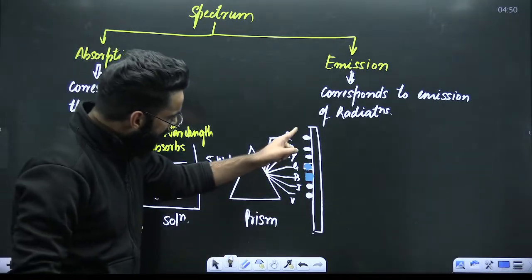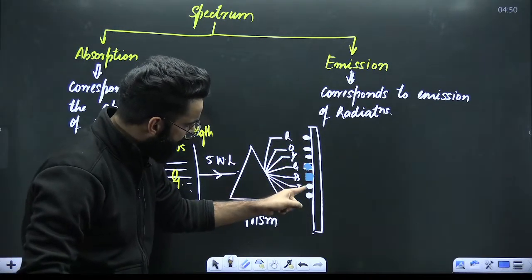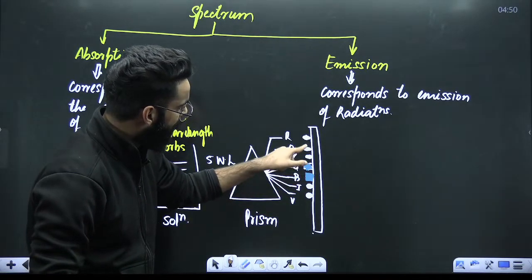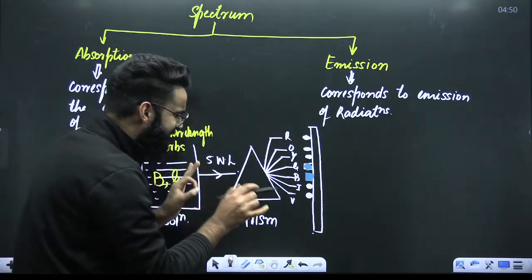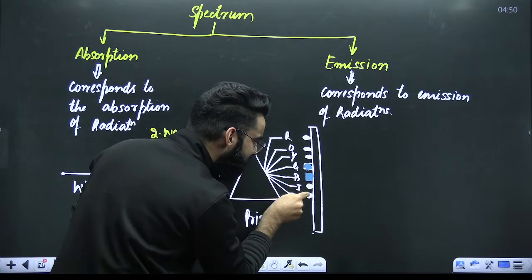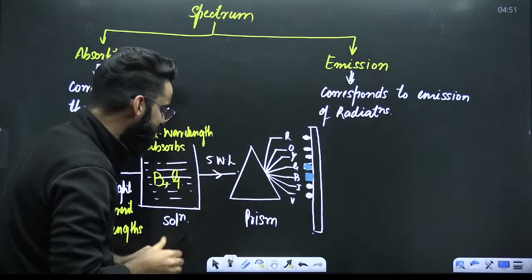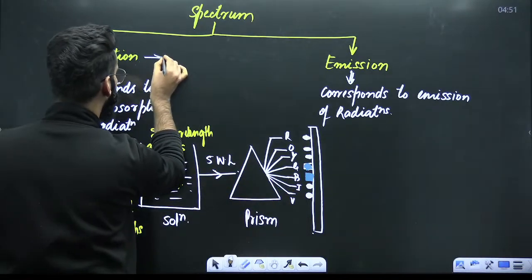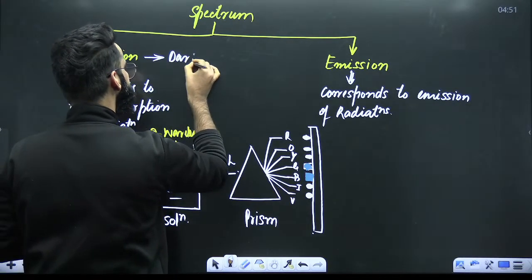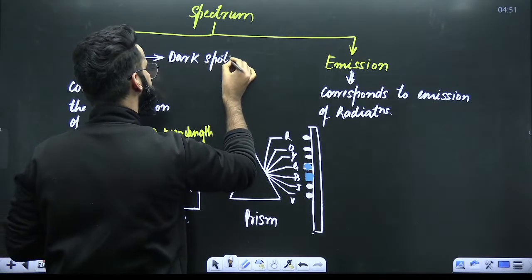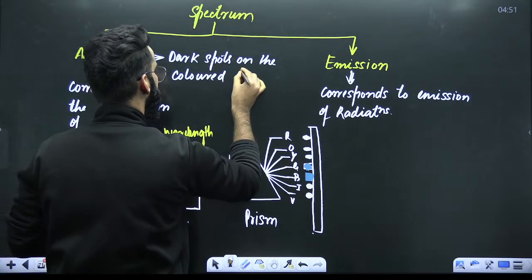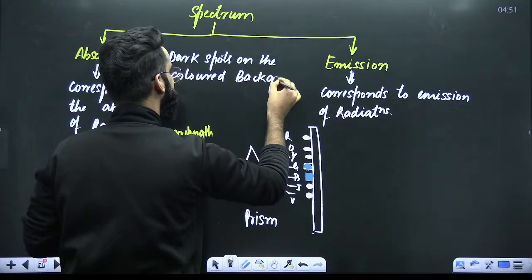Perfect. If you look at the photographic plate over here, this is the violet spot, indigo, dark spot, dark spot, yellow, orange, red. My dear students, can I say on the photographic plate I got dark spots on the colored background? Absolutely. So the first point which you are going to remember is that in case of your absorption spectrum, you get dark spots on the colored background.